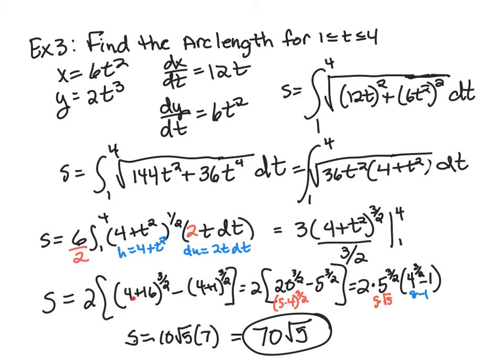Plug in the 4 and you get 4 plus 16. Plug in the 1. You get 4 plus 1. This is a 20 and this is a 5. But there's a common factor there, right? 20 is 5 times 4. Both of those values are being raised to the 3/2. So I'm going to factor out the 5 to the 3/2. I'll be left with 4 to the 3/2 minus 1, which gives me a factor of 7. Now 5 to the 3/2 is just a whole 5 and a 5 to the 1/2. So 2 times 5 times 7 gives me 70. The square root of 5 is right there.